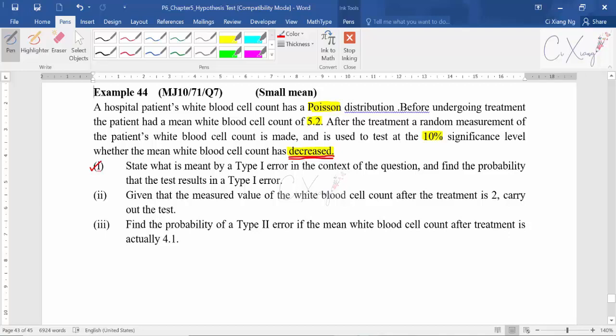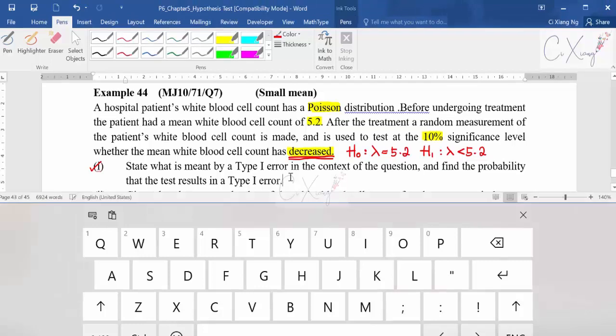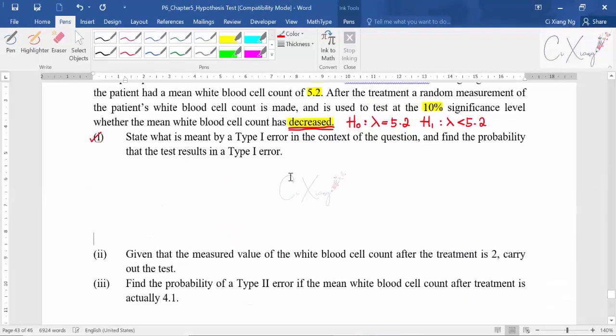First of all, I want to write out the null and alternative hypothesis. For the null hypothesis, lambda is equals to 5.2. And for the alternative hypothesis, lambda is smaller than 5.2. When they say the alternative hypothesis is lambda smaller than 5.2, it means that the treatment actually decreased the white blood cell count, right?